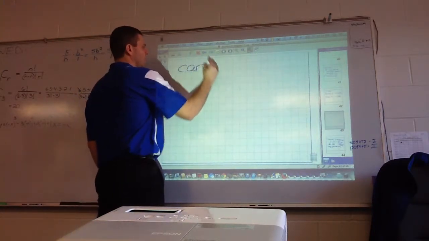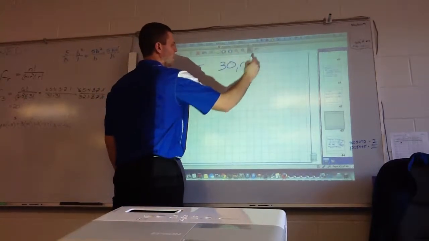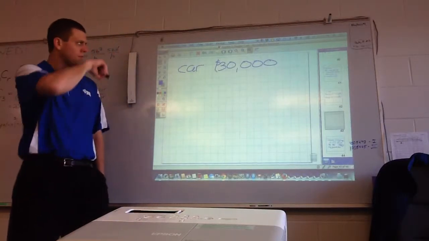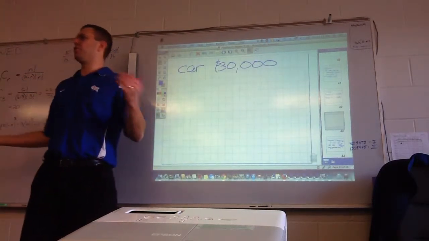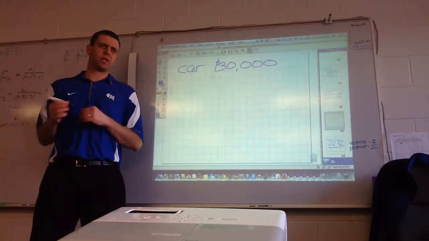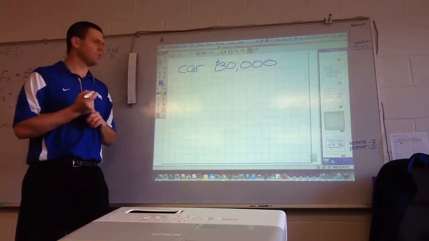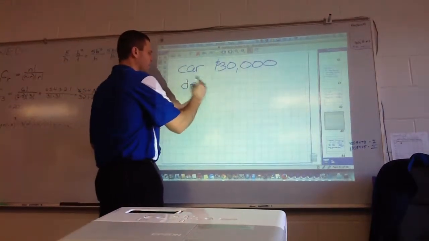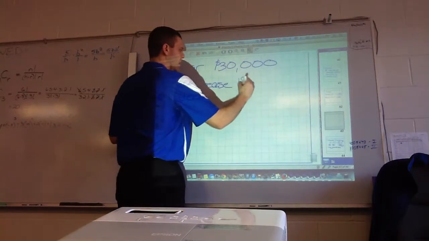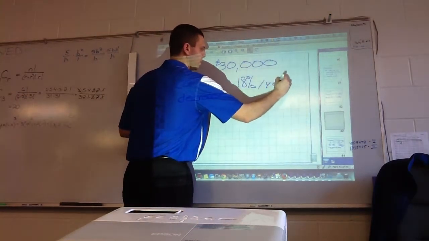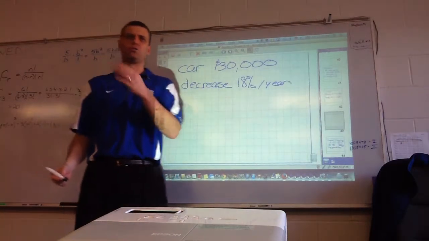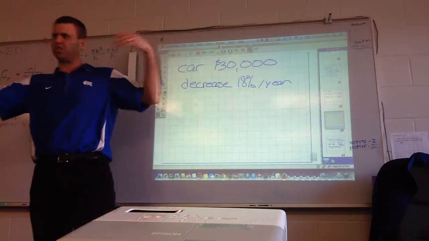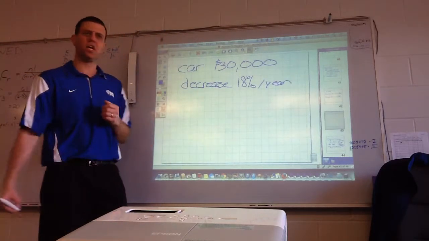Let's say you got a brand new car. It was worth roughly 30 grand. Real nice brand new vehicle. On average, this is just in general, vehicles depreciate in value by about 18% every year. They decrease 18% per year. Now, it'll be more the first year. All new vehicles drop a lot the first year and then don't drop as much. But on average, over about a 6 to 8 year period, vehicles are losing 18% of their value each year.